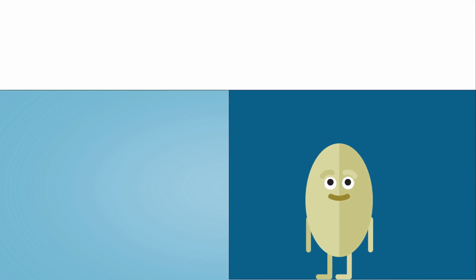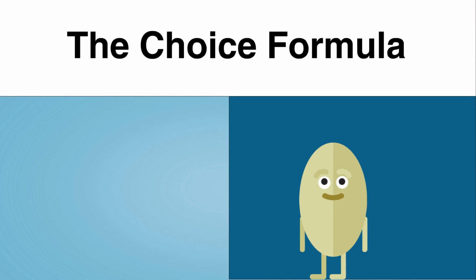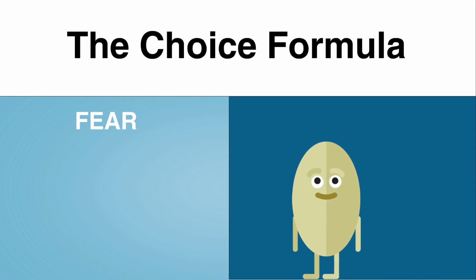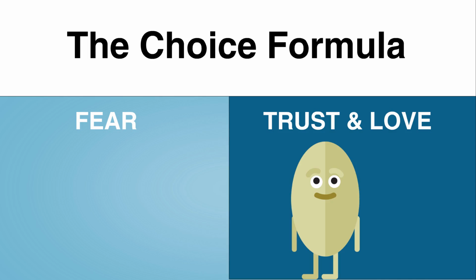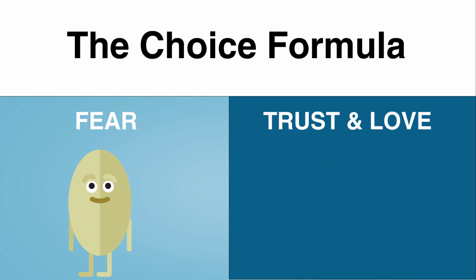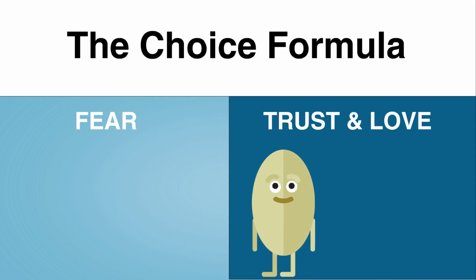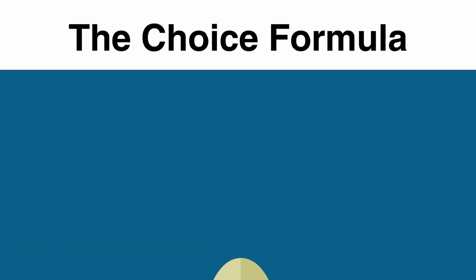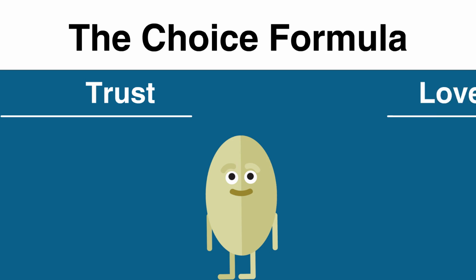We call this the choice formula, and it looks like this. Your unbalanced state is caused by fear, and the opposites of fear are trust and love. This means whenever you're in a fear state, all you have to do is choose a trust and love state, and voila, you're back in balance. We have 2 steps for trust and 2 for love in the formula. But you always do the trust ones first, because until you have trust and are out of fear, you aren't capable of love.